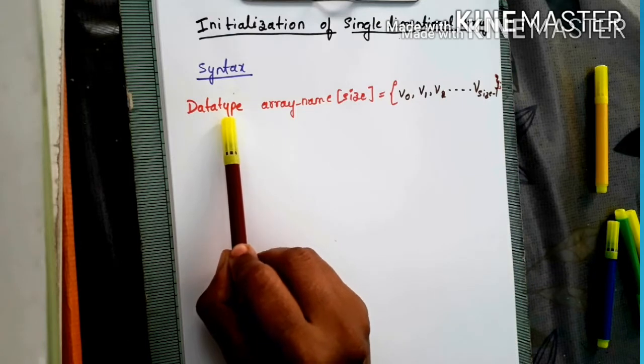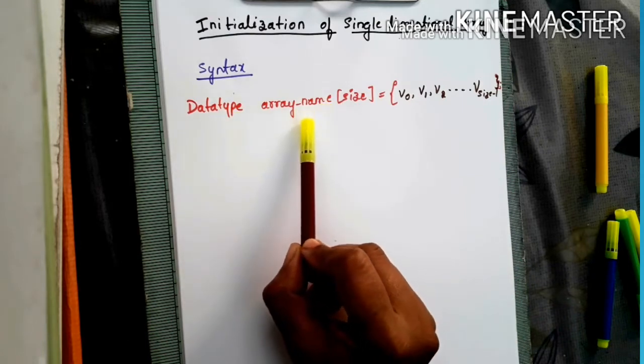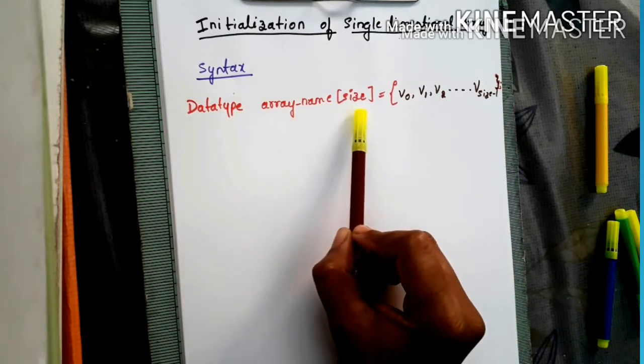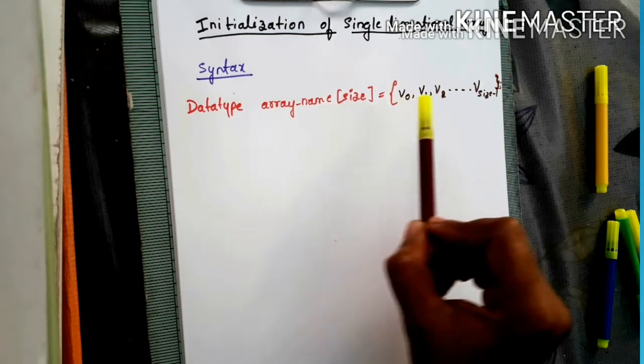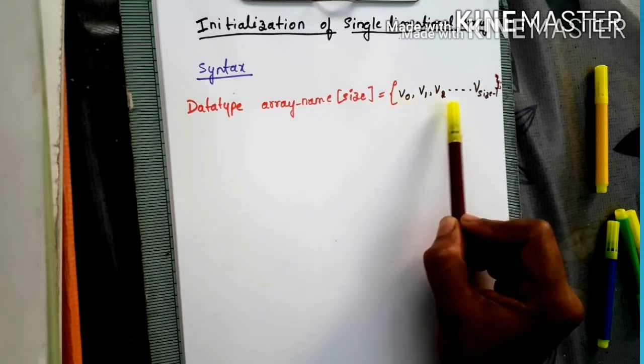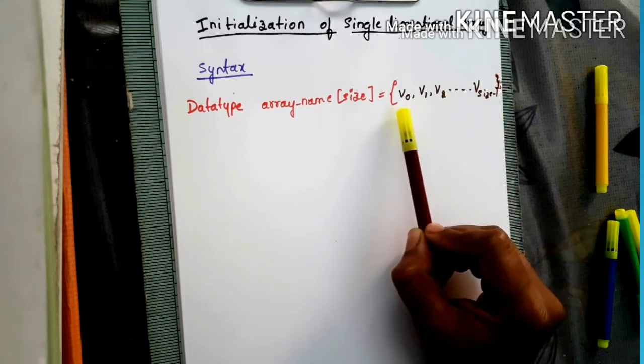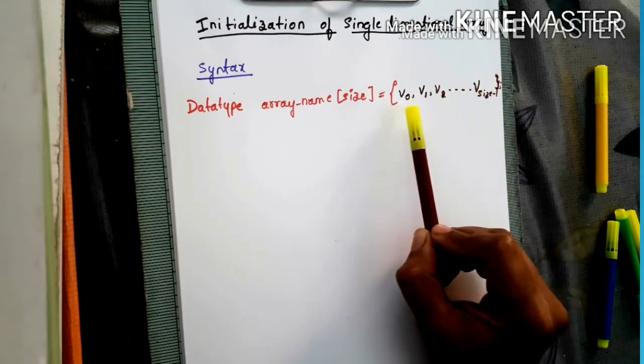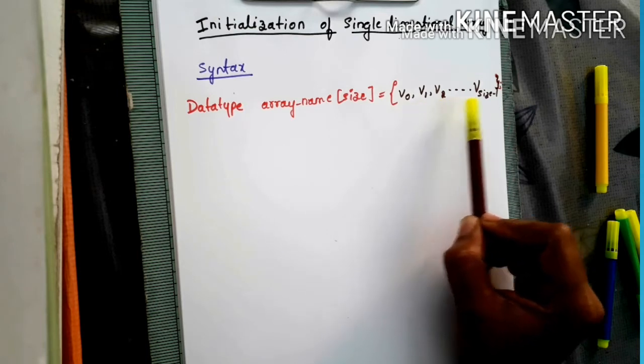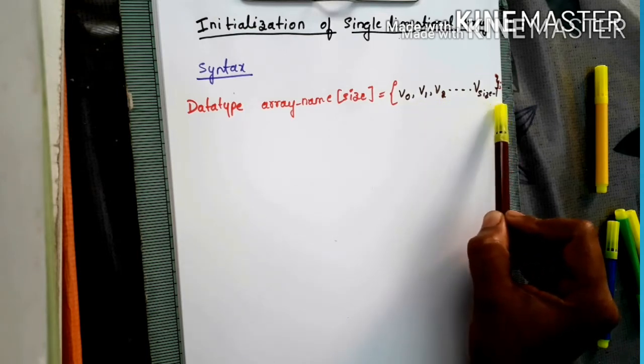First write the data type of the array, next write the name of the array, then write the size of the array. Next specify the array elements within the curly brackets. Here the array elements are V0, V1, V2 up to V size minus 1.